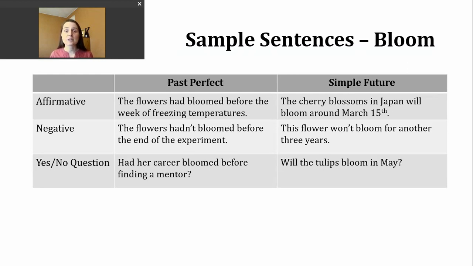No matter what our subject is, that structure doesn't change. So here is another example sentence. The cherry blossoms in Japan will bloom around March 15th. This is very much a prediction.